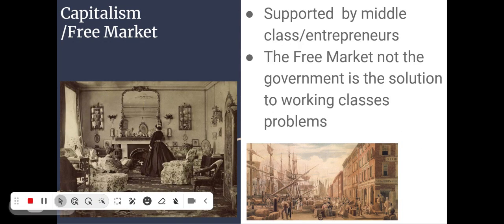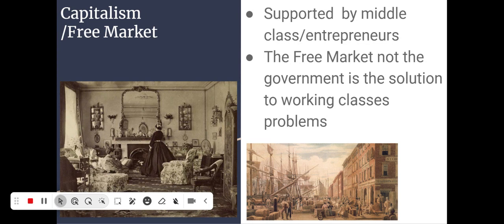The free market was mostly supported by the middle class, those entrepreneurs, and the upper class, but the middle class was really big on the free market because the free market was seen as the easiest way to advance yourself in society. You could start a business and you could earn lots and lots of money, and you got to advance up that social ladder. If you remember back to when we talked about social mobility, back then, and even today, your social status is determined by wealth. So starting a business was a good way to do that.